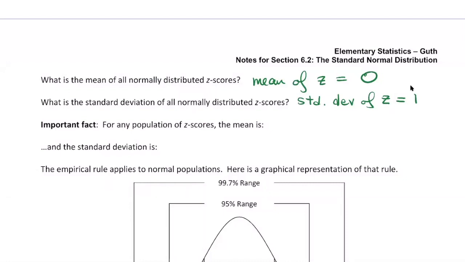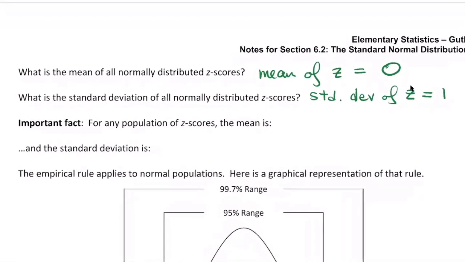All right, so the important fact down here, for any population of z-scores, the mean is, I'll use a mu with a little z subscript, which means that the mean of z-scores is 0. And the standard deviation will do a sigma with a little z subscript. Standard deviation of z-scores is 1.